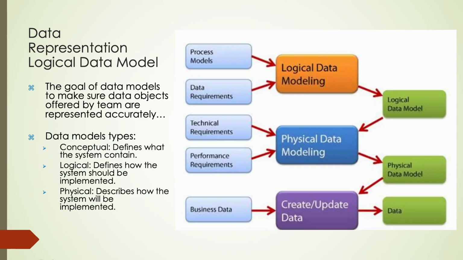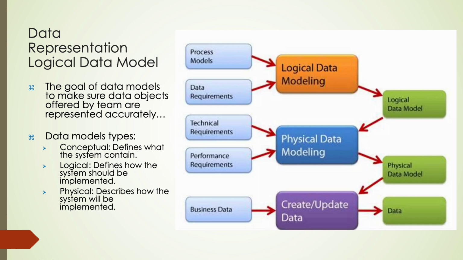The goal of data models is to ensure that the data objects provided by the team are represented accurately and efficiently. Data models help clarify how information is organized and how it flows within a system. There are 3 main types of data models.